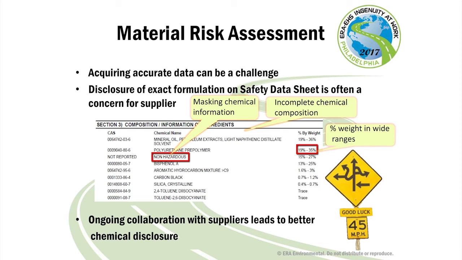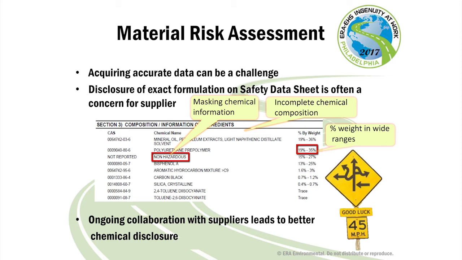So some suppliers are very concerned with having to show the entire chemical composition on the SDS, because that essentially reveals information of their supply chain and also allows their own customers to bypass them in the supply chain. So acquiring accurate and complete chemical information can be quite a challenge.